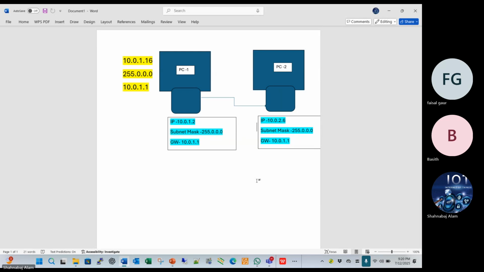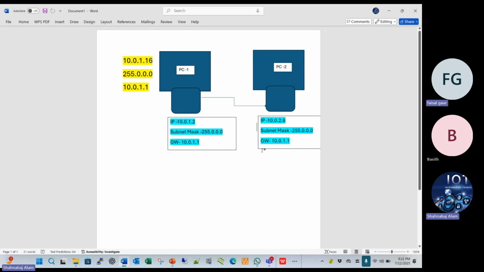Why will it not communicate? Why will it not communicate? The series is different. So how do they communicate? The series is different.